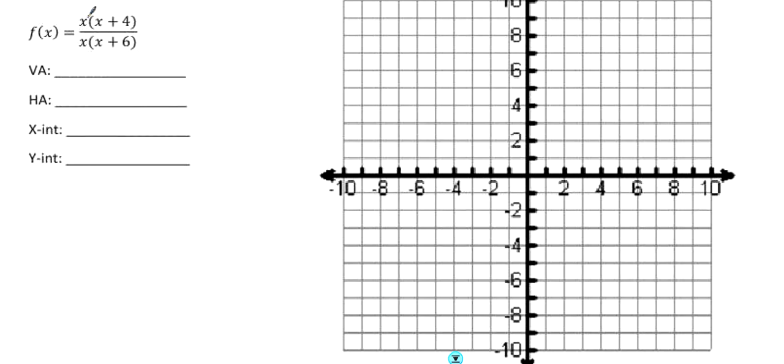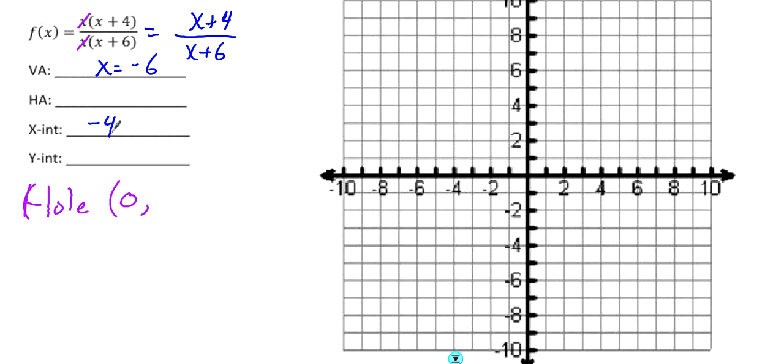Again, the first thing we're going to do, cross out our common factors. So we start with where the hole is. Well, the hole is at 0 when x is 0. Rewrite, so x plus 4 over x plus 6. Now we find the rest of our information. Vertical asymptote at -6, x-intercept at -4. My horizontal asymptote again is at y equals 1. The powers are the same, we use the coefficient. My y-intercept, plug in 0. When I plug in 0, I get 4 over 6, or 2/3.